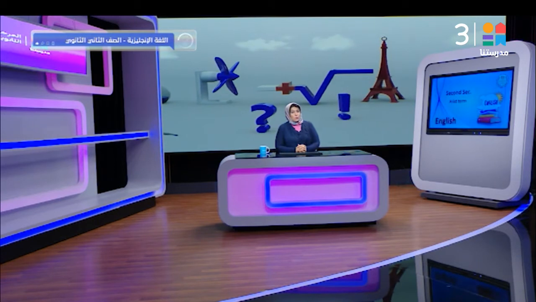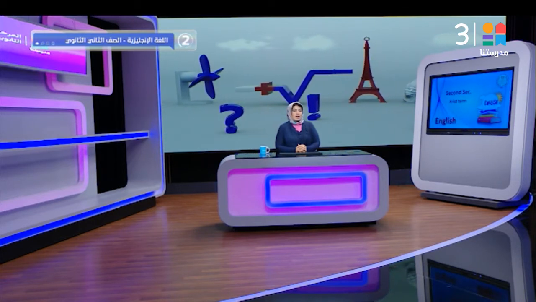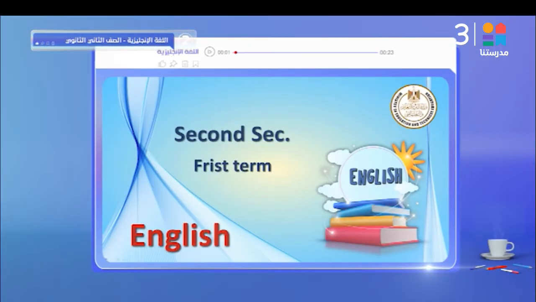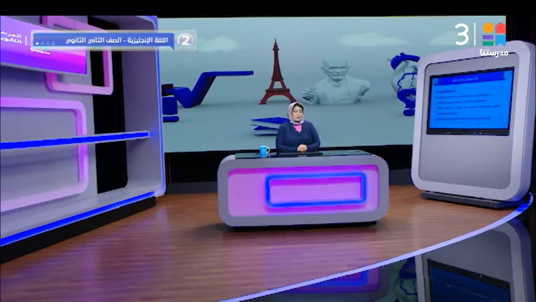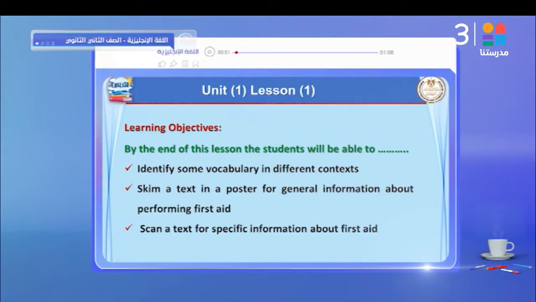We're going to discuss Unit 1, Lesson 1. It talks about the healthy lifestyle and different things related to keeping yourself healthy. So let's start and check what's in today's episode. Here, as you see, those are the learning objectives of today. Let's discuss them together. This is what we're going to do today.